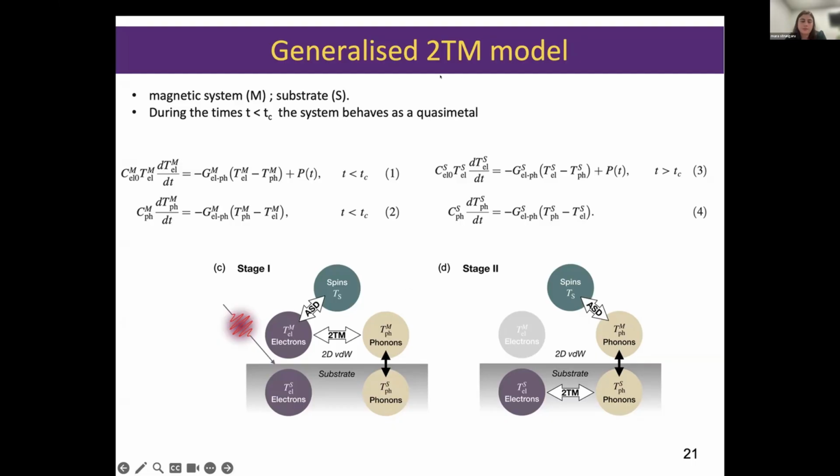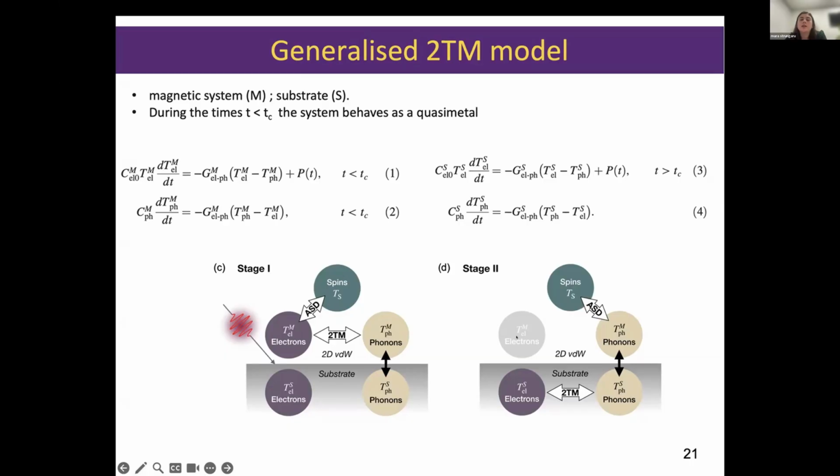We have looked at the generalized 2-temperature model for a typical 2D magnetic system, chromium triiodide, which behaves as a quasi-metal. So for very short time scales, hundreds of femtoseconds, the laser excites the free electrons in our quasi-metallic chromium triiodide, as shown by this schematic here. And we're able to model the spins with our atomistic spin dynamics.